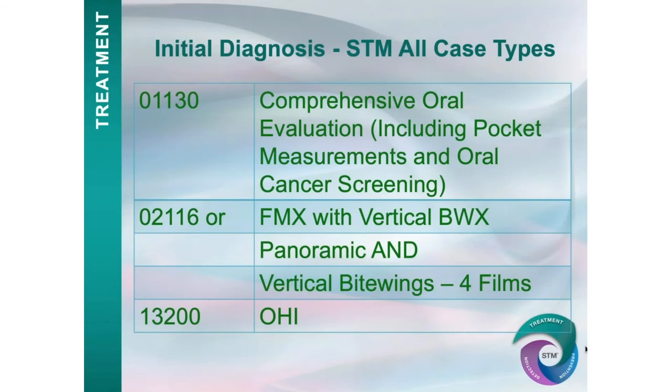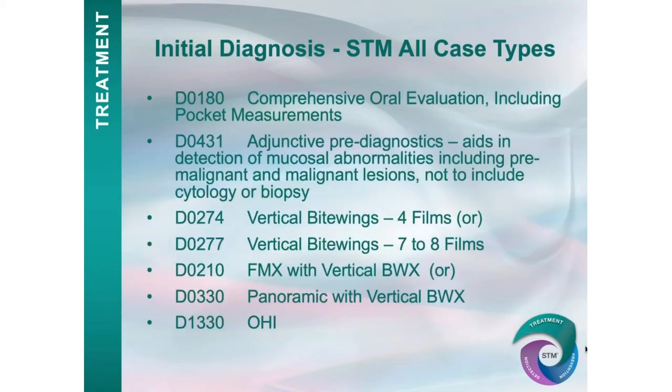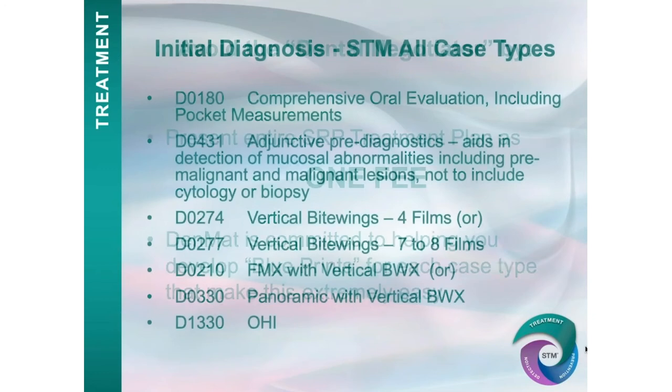So this is an example, and these are the Canadian codes, of an initial exam, which is in essence a comprehensive oral exam, x-rays, and oral hygiene instructions. That's about a $300 appointment. And you've spent time with the patient diagnosing them. Many patients are due for these types of examinations as well. So that's important. Here is the initial diagnosis for STM in the US, right? So a proper diagnosis appointment typically takes about an hour.